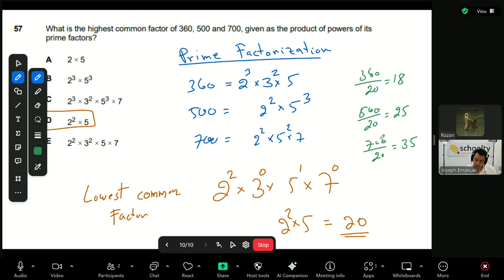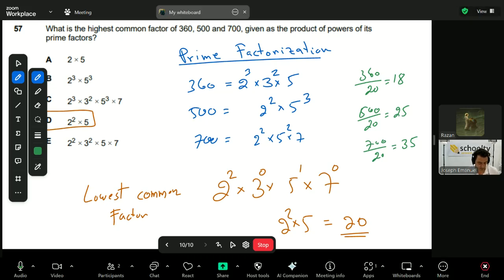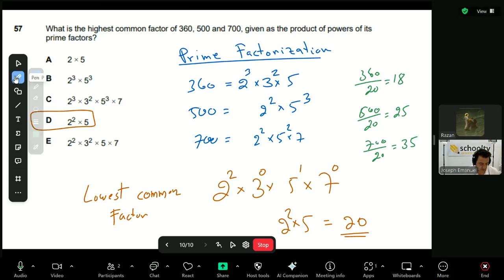I think all of them are correct. 700 by 20, yeah, 35. Yeah, of course, 35. I thought I divide by 5. Okay, 50. Yeah. Okay, I made some other calculation. I multiplied by 2 instead of dividing by 2. Okay, that's it. So this is the highest common factor. The answer is D, is the correct one.